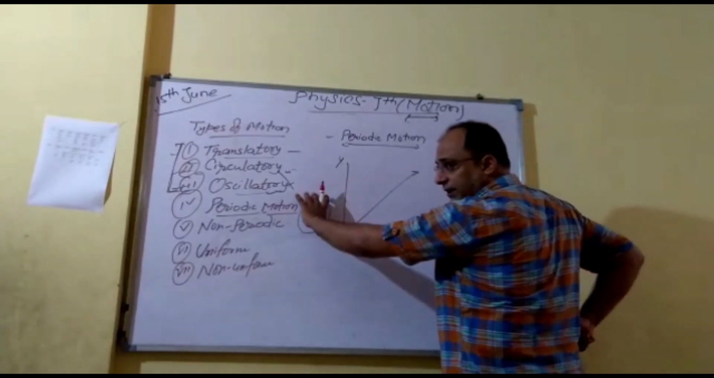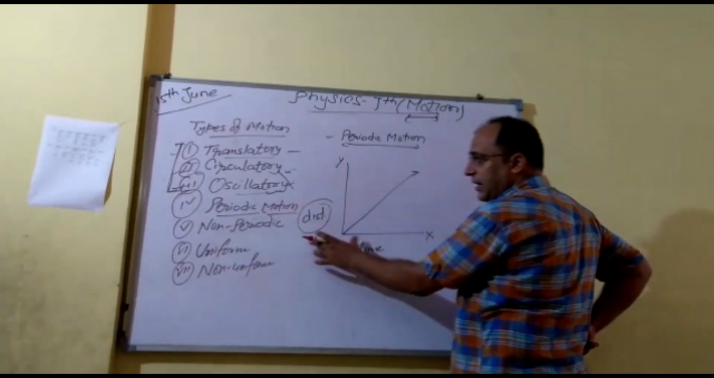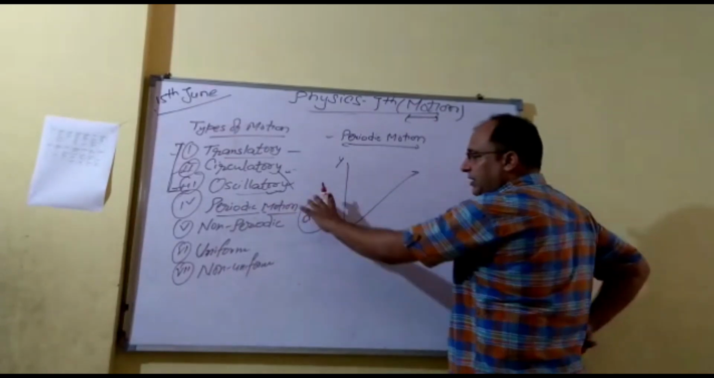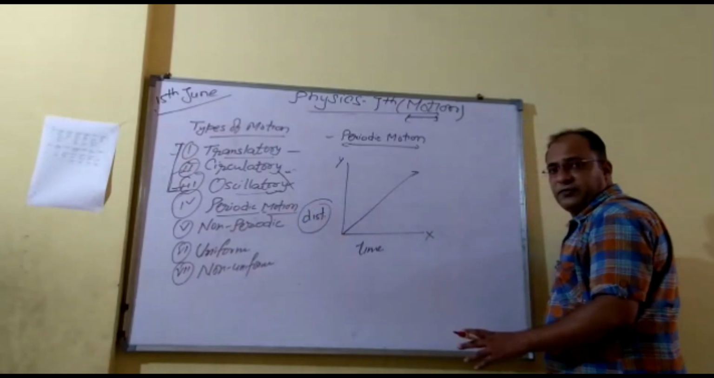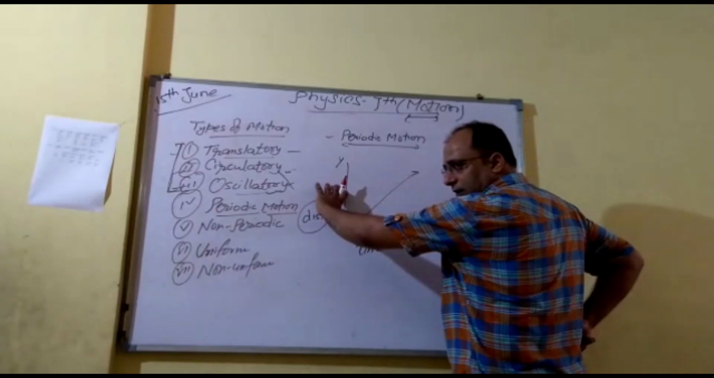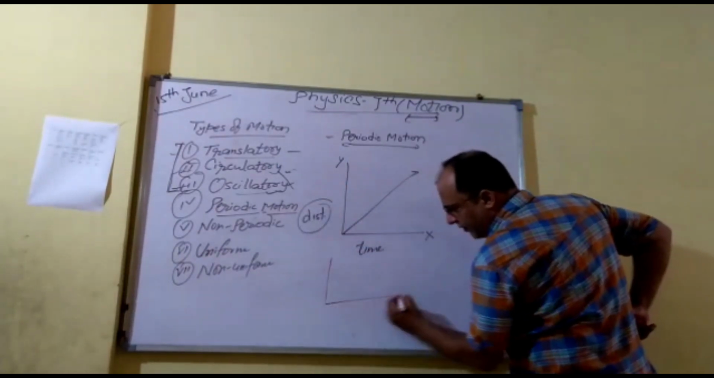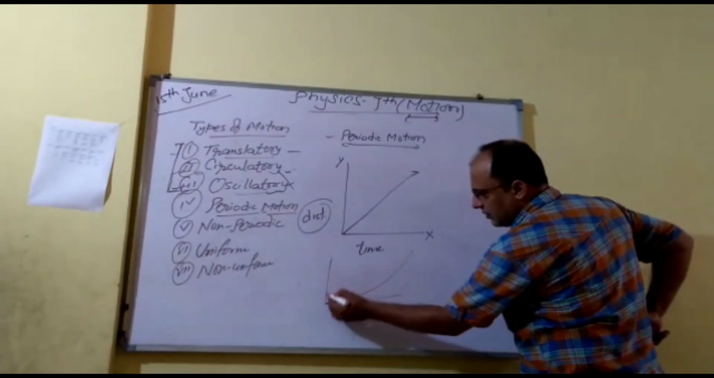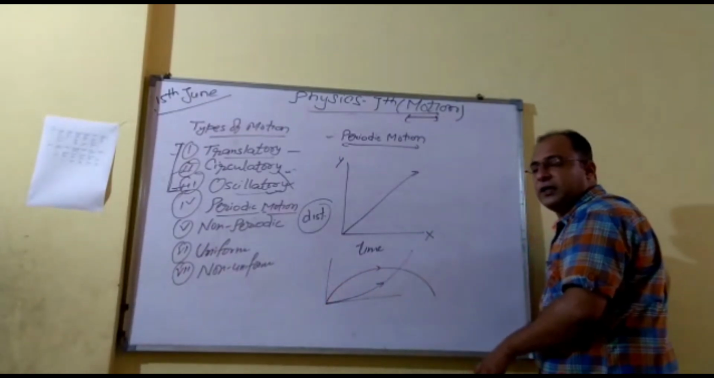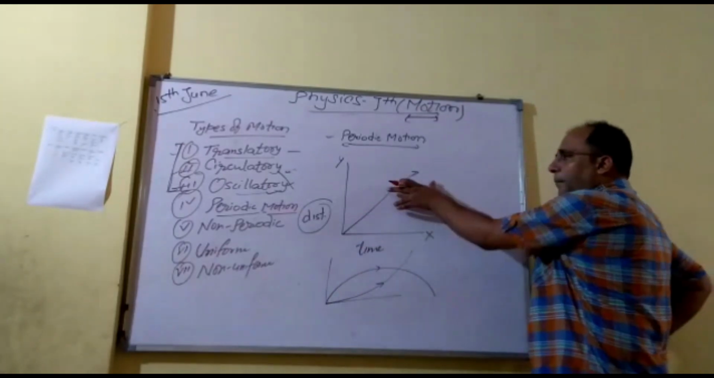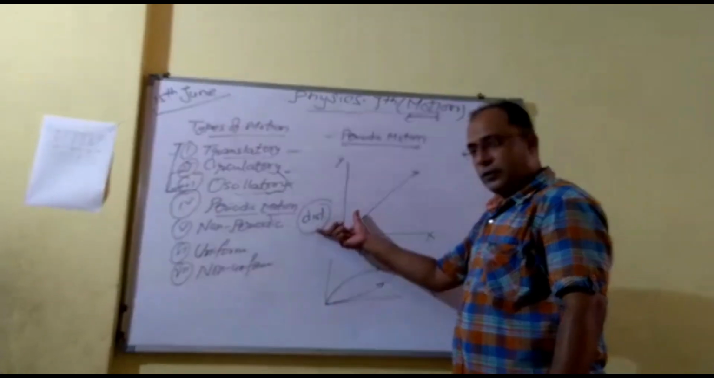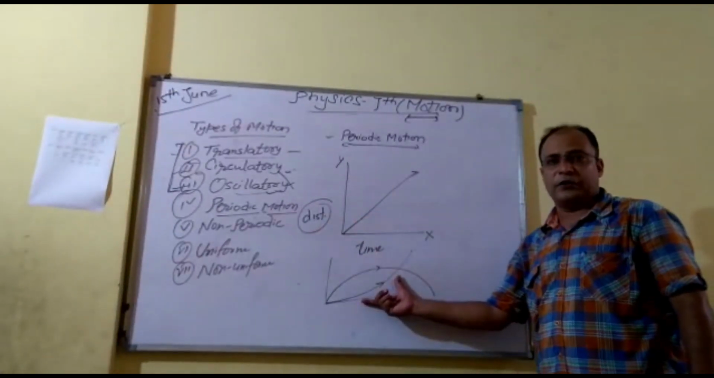But I am not saying only distance. I just gave an example of distance and time. So both move equally. Such kind of motion is uniform. And if any one of them moves like this or like this, such kind of curved motion is called non-uniform. So motion in equal intervals of time is uniform and unequal is non-uniform.